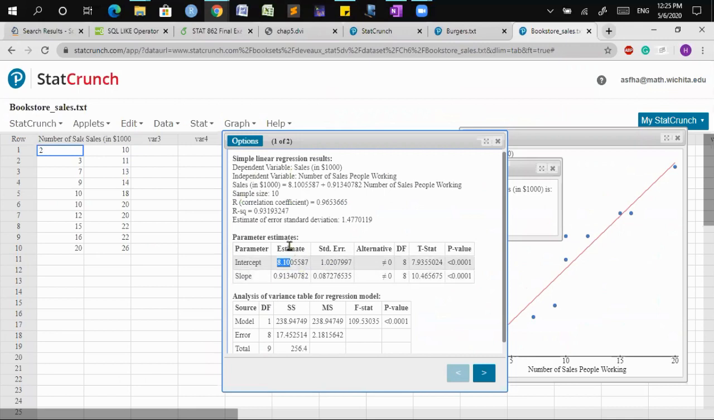Therefore, the equation becomes, here we have the equation, okay? 8.1 plus 0.9 times the number of cells. So the number of cells will be our x variable.